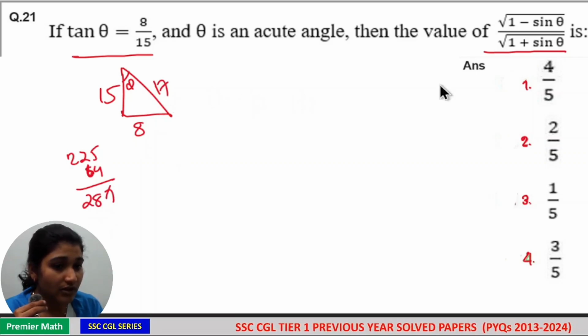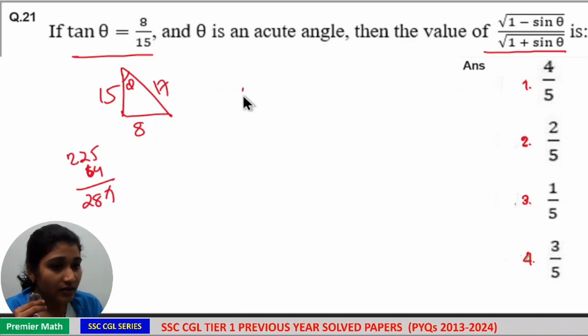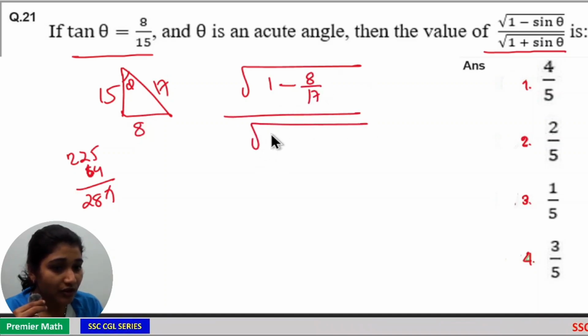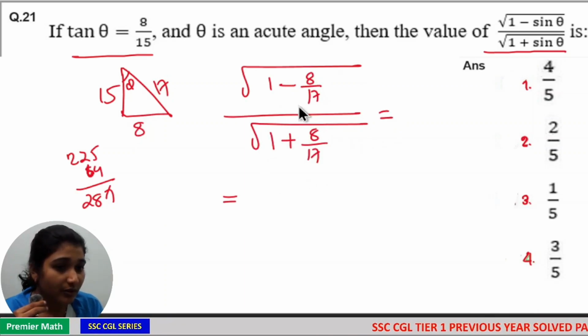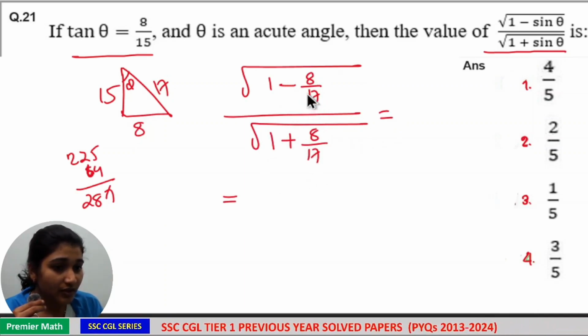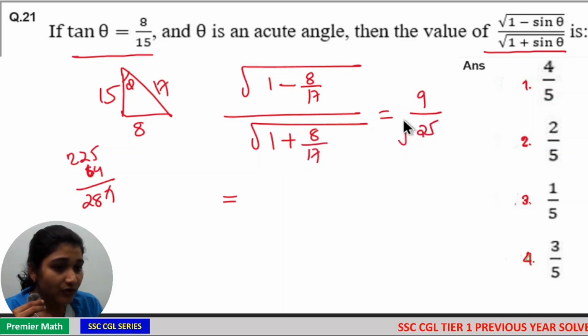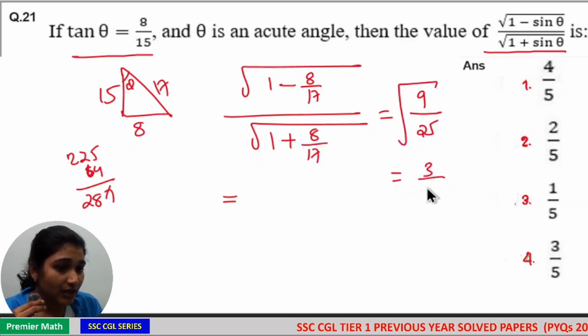So hypotenuse is 17. Now your answer is root of 1 minus sin theta, which is 1 minus 8 by 17, and in the denominator you have 1 plus 8 by 17. So here the 17 in the denominator will cancel each other. So this will become 17 minus 8 is equal to 9, and here 17 plus 8 is equal to 25. So root 9 by 25 becomes 3 by 5. Option 4 is your answer.